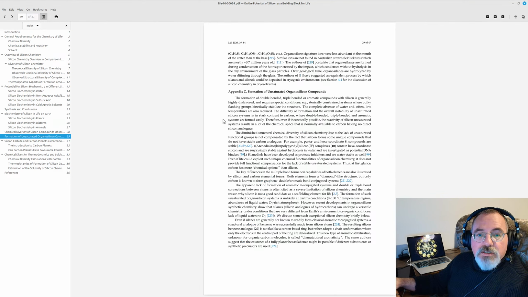C3H9Si, C5H12OSi2, C7H15O2Si3, etc. Because, as I'm sure you all know, that's a continuation of a series. Organosilane signature ions were less abundant at the mouth of the crater than at the base. Similar ions are not found in Australian strewn field tektites, which are mostly about 0.7 million years old.